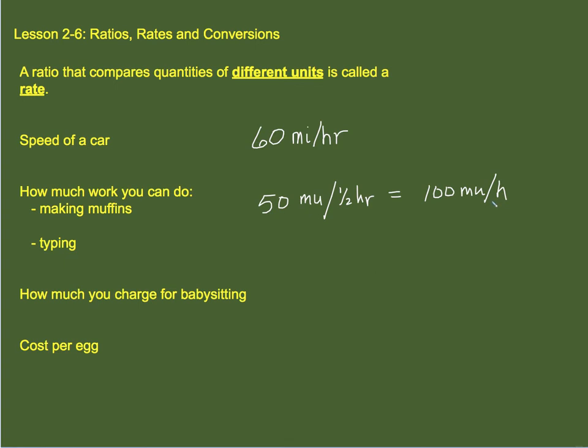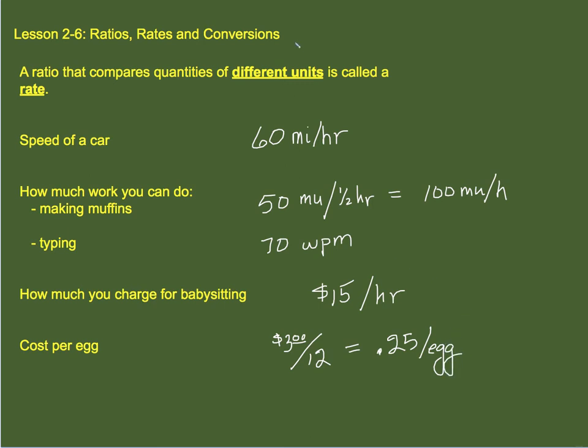That compares muffins in hours. We might say we can type 70 words per minute. We might say that when you're babysitting, you charge $15 per hour. If you buy a dozen eggs and the eggs cost $3 for the dozen, how much does it cost per egg? Well, if we divide by 12, we would get 25 cents per egg. These are all examples of rates.